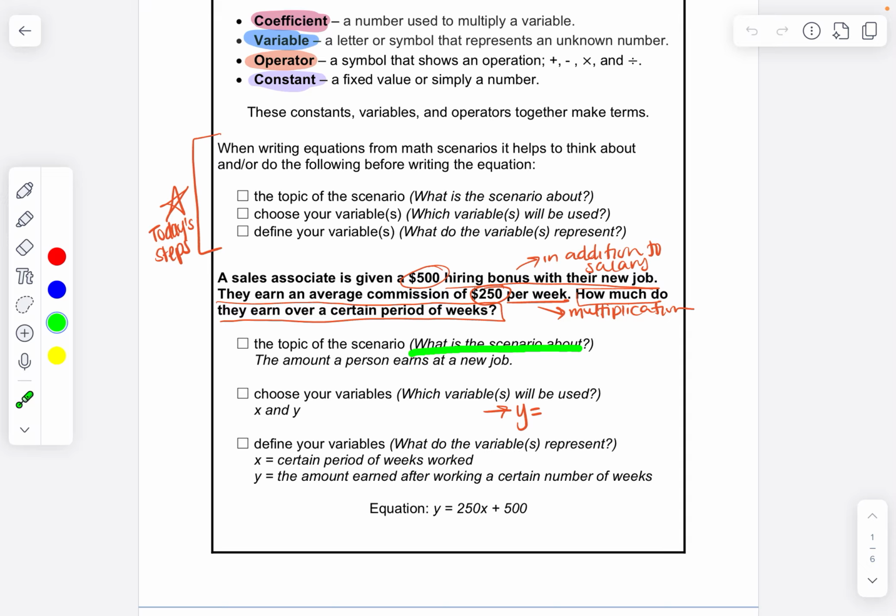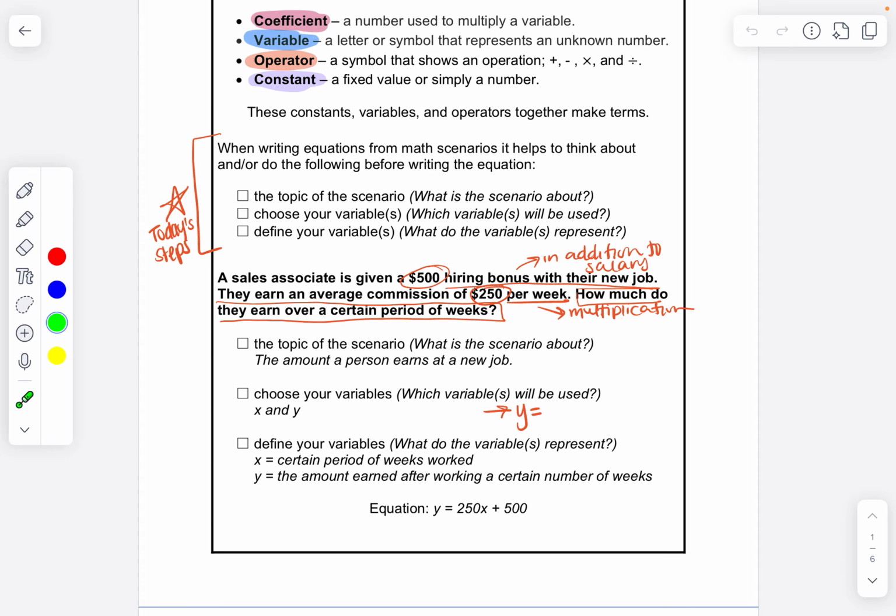So it says, what is the scenario about? The scenario is about the amount a person earns at a new job. So choose your variables. Which variable will you use? We are actually going to be using x and y in the form of y is equal to, so his money is equal to the formula. Then it says define your variables. What do the variables represent? So x is the certain period of weeks worked, and y is the amount earned after working a certain number of weeks. So the equation then becomes he earns $250 per week, so 250x, plus an additional $500.